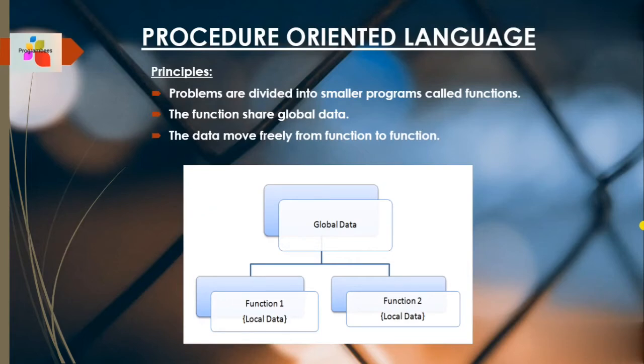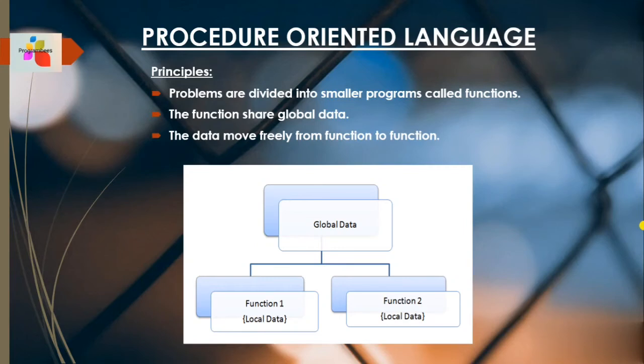Now in case of procedure oriented programming language, the full program is divided into small units. The units are known as functions, and the functions can share the global data. So the global data can flow freely from one function to another function. With some advantages, it can generate some disadvantages or limitations in case of the data values. So the data security becomes very less.